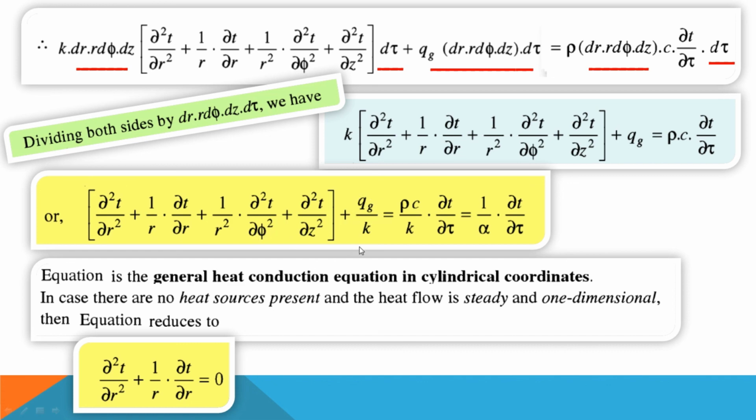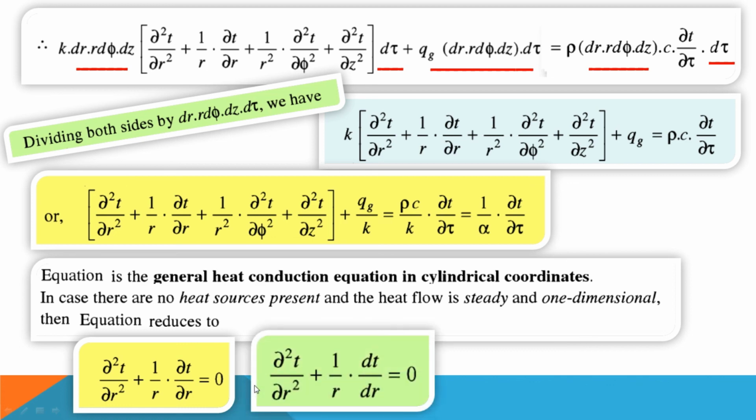No internal heat generation, so this term is also 0. Steady flow, so del T by del tau is also 0. So this is the simplified equation of the main equation whenever we are considering no heat source, steady flow and one dimension. But del square T by del r square plus 1 upon r into dT by dr, because it only depends on one direction, we can also write it as a simple derivative instead of partial, because here the number of parameters is only one, the radial direction.